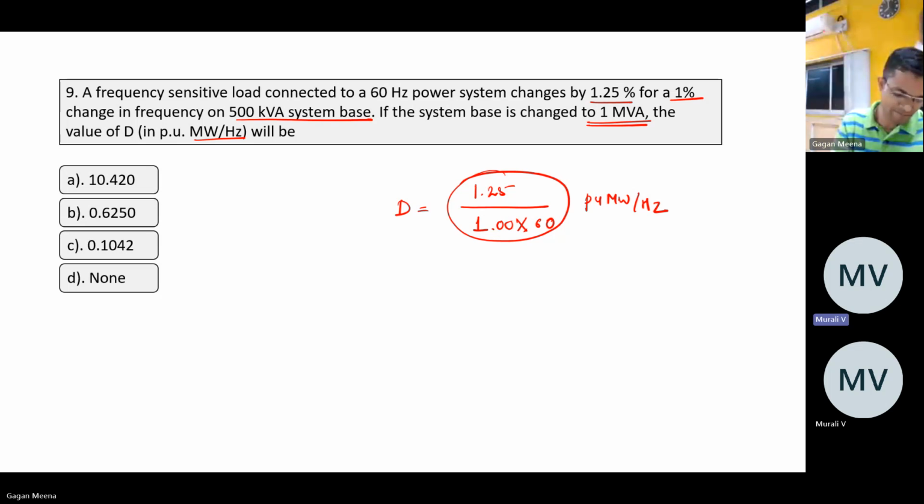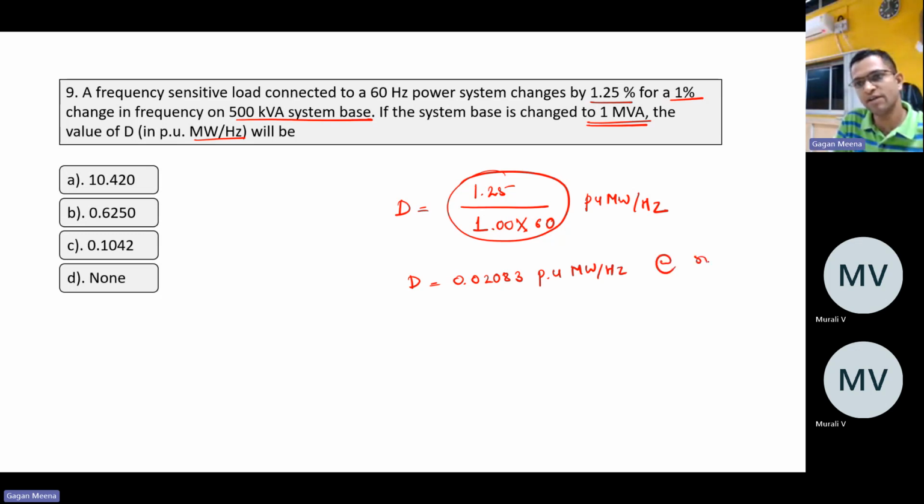So how much is this? 1.25 by 60. So this will be 0.02083. So this is on the 500 kVA system base. Now you need to convert this into the 1 MVA system base. It is multiplied by 2.